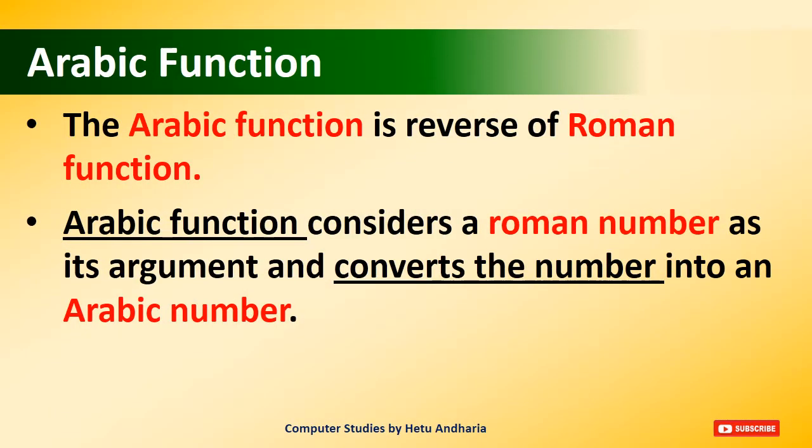Now the opposite of ROMAN is the ARABIC function. It is used to convert a number typed in Roman into a decimal number. The ARABIC function takes a Roman number as its argument and converts it into an Arabic number or decimal number. Now practically I will teach you both the functions.